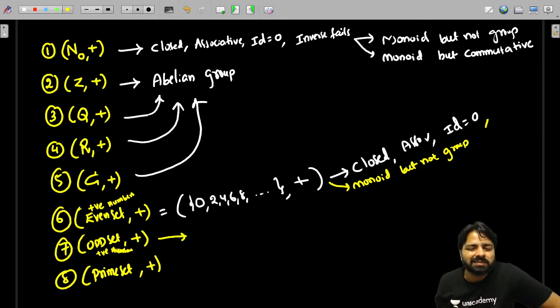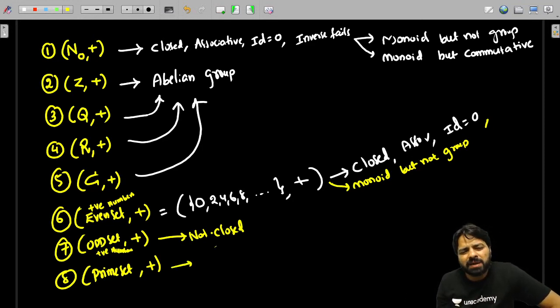What about odd set? Closed. Odd number plus odd. Is it odd again? No, it's not closed at all. It even does not come under closure. Not closed means it does not satisfy anything.